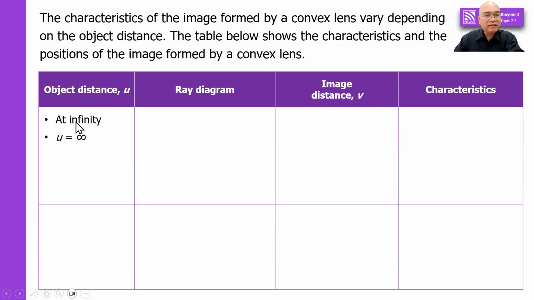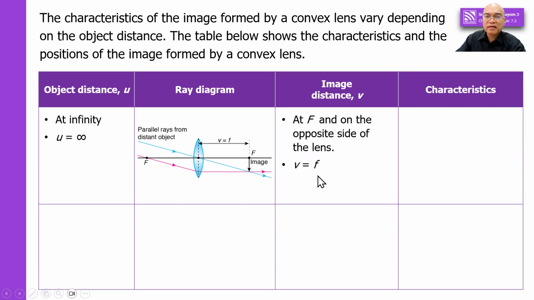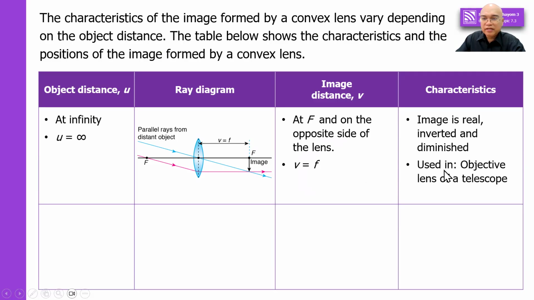So at infinity, this object distance, we have U is infinity here. This is the sign of infinity. We see parallel rays from a distant object. Okay? And the image is right here. I want you to see that. At F and on the opposite side of the lens, this is the image. And the characteristic here, we have V equals F. The image is real, inverted and diminished. And it's used in the objective lens of a telescope.